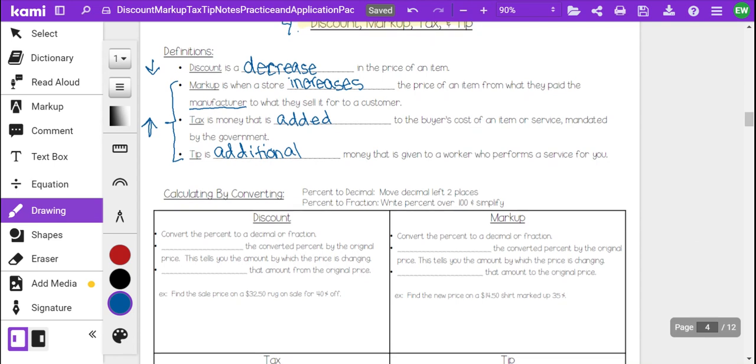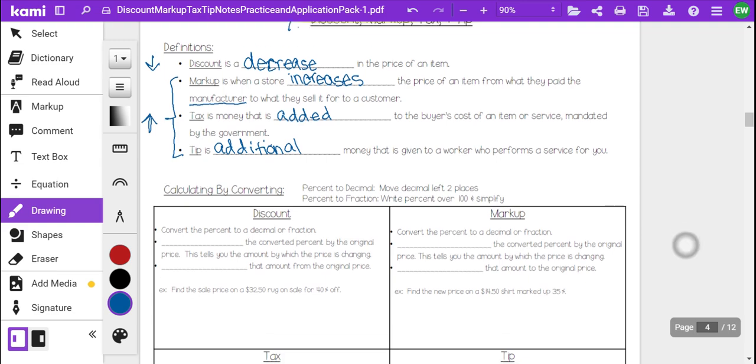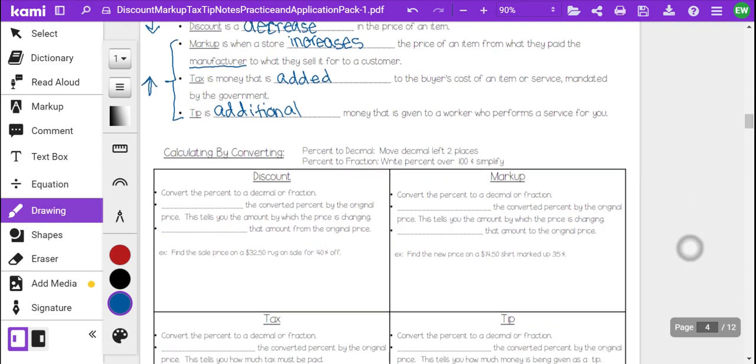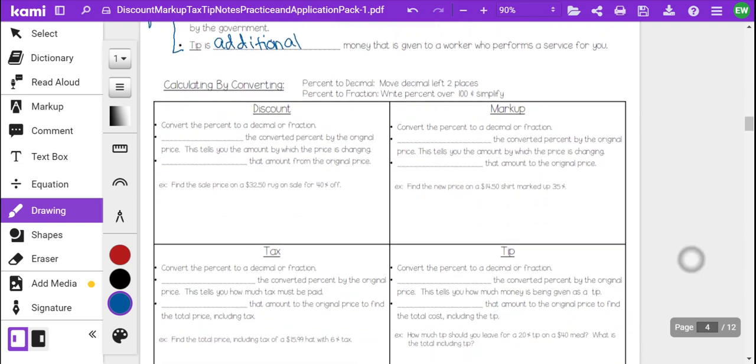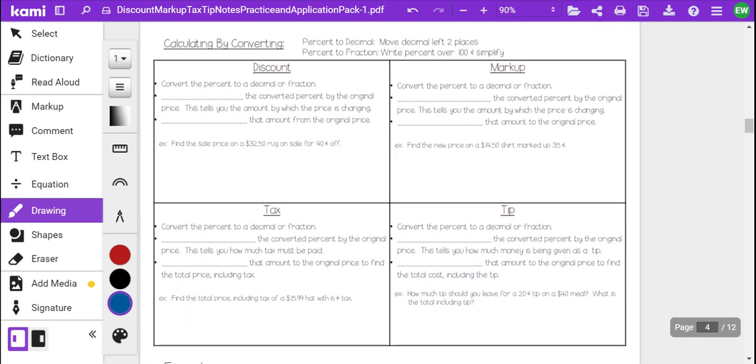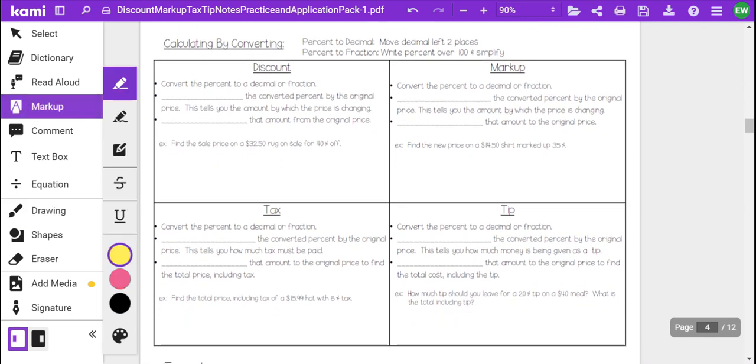Okay, for this one, you are going to need a highlighter. Okay, so we're going to start highlighting down here with our calculations area. Make sure that you have this exact calculation area. We needed to tape over the other one, or paste over the other one with this new one. Okay, so we are calculating by converting. And what are we converting? We're converting a percent to decimal.